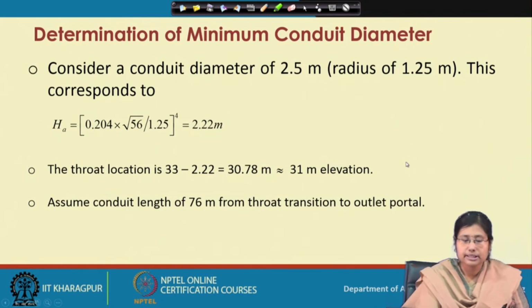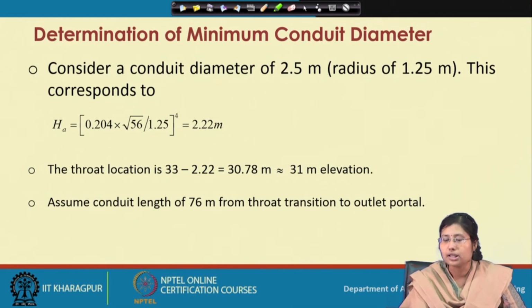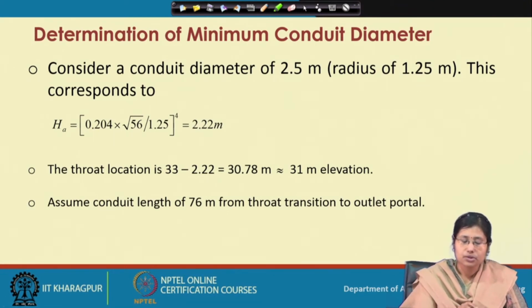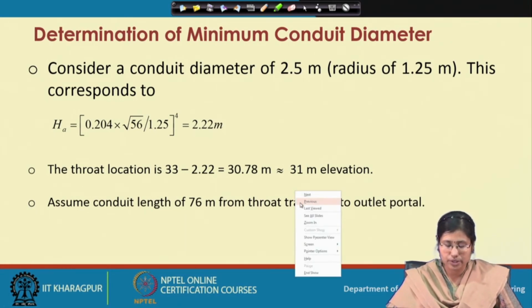Now, the next part is the determination of the minimum conduit diameter. First, we assume a known conduit diameter, say 2.5 meter, which is standard. Since the diameter is 2.5 meter, the radius is half of that, so 1.25 meter is obtained like this, and we again plug this into the basic equation.